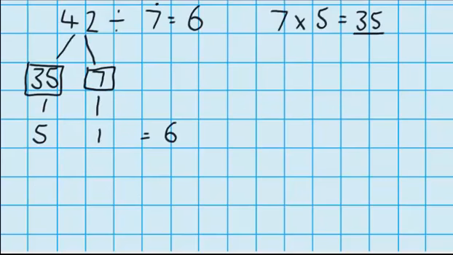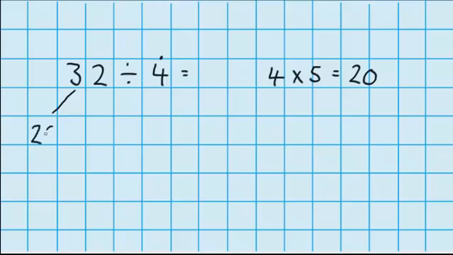Let's try one more question. This time I've got 32 items, and I want to share those 32 items between 4 groups. So I'm going to use my 5 times tables again. I've got 4 groups, so I think to myself, what would 4 groups of 5 be? Well, I know that's 20. So I'm going to start by sharing out 20. There we go, I'm sharing out 20. Now if I share out those 20 items, and I need to put them into 4 groups, that would mean I'm putting 5 in every group.